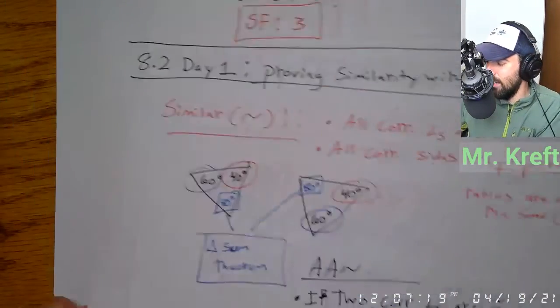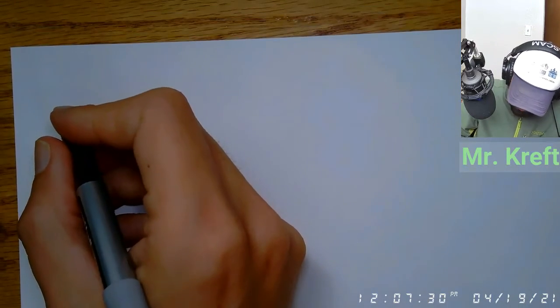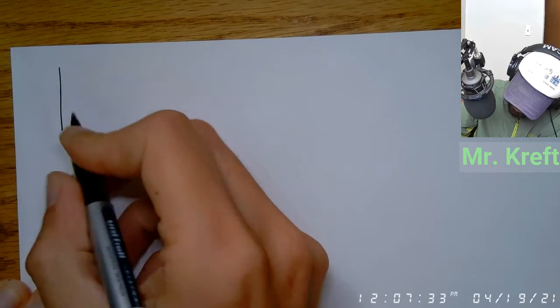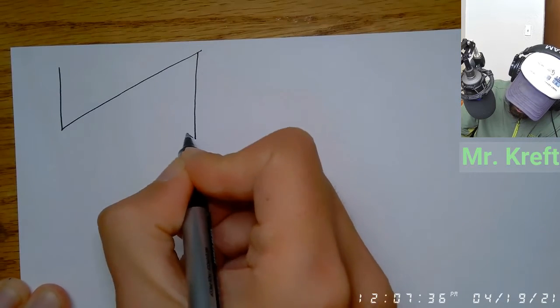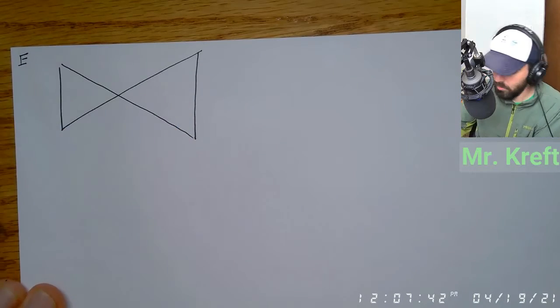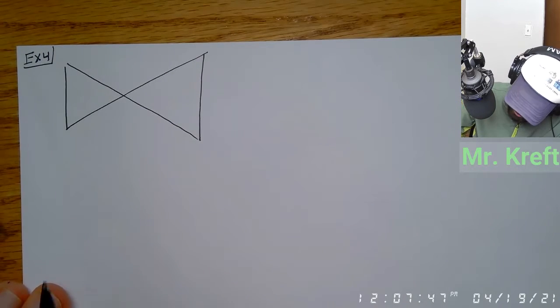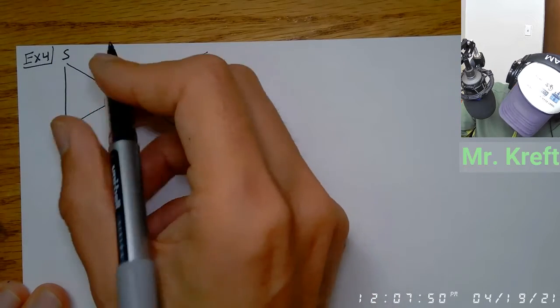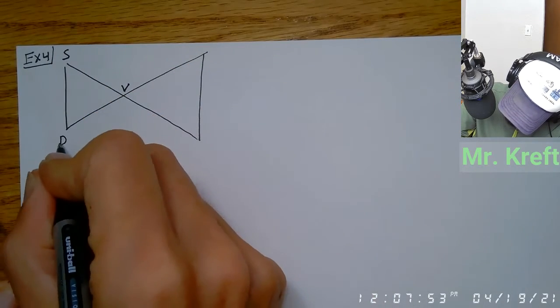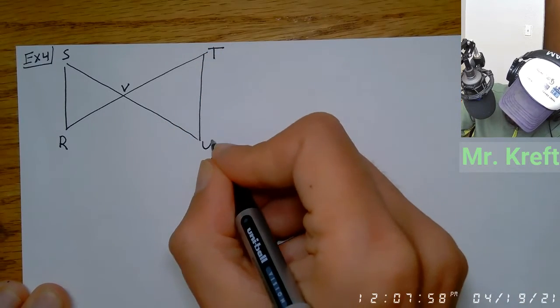I just want to keep going. We're just gonna keep doing situational things, and then we'll go from there. All right, so let's take a look. So the next one we're going to take a look at is a bow tie problem. Okay. So sorry, what example is this now? We're example 4. Okay, so we have a bow tie problem. I'm going to label this S, V, R on the left, and then on the right, it's going to be V, T, U.